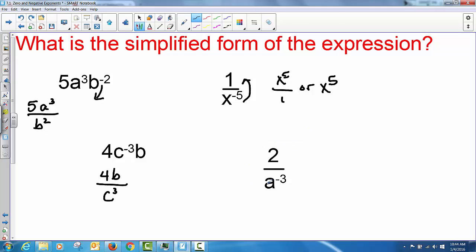All right, try this one. Go ahead and pause the video, try this one, and then get back to me. All right, so we're going to have to move this to the top to change the sign of the exponent here. So that means it'll be 2a to the third.